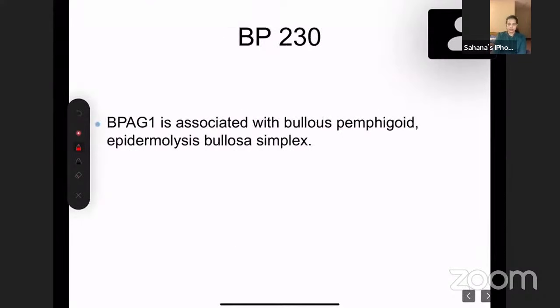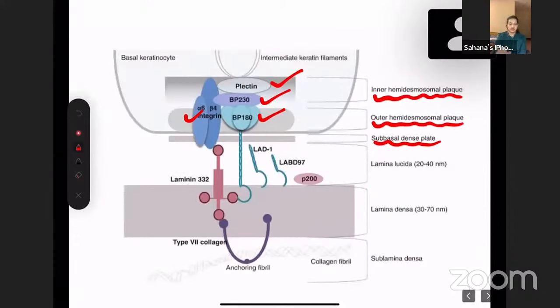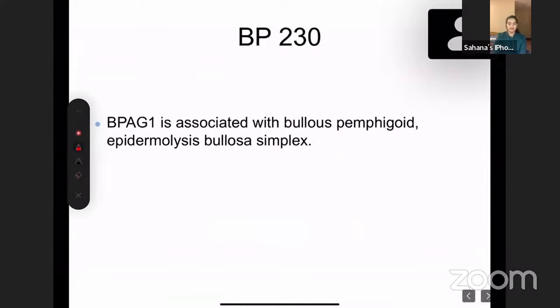So BP230. This BP230 was this structure. This plectin gives rise to epidermolysis bullosa simplex. We'll add all the disorders in this diagram later on. BP230 is associated with an autoimmune vesicular-bullous disorder known as bullous pemphigoid. Many of you might have heard of bullous pemphigoid.